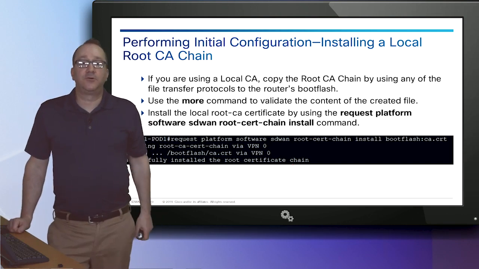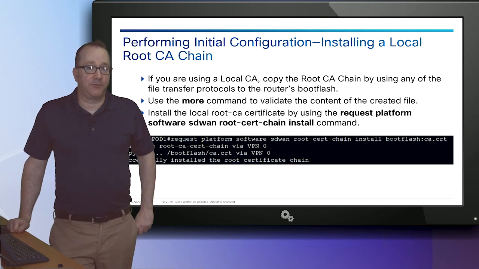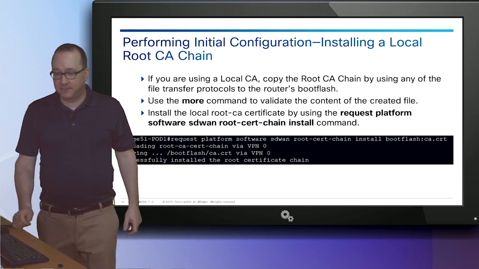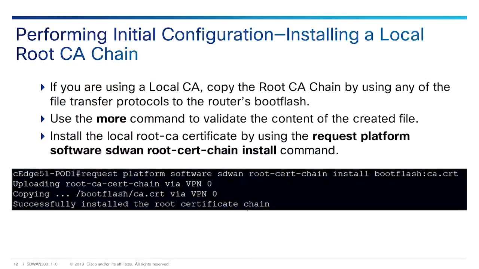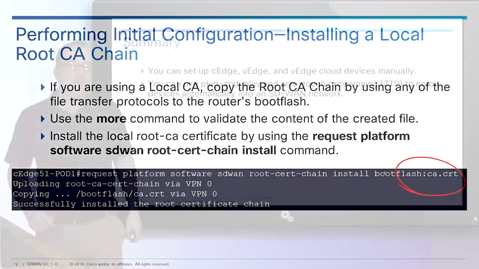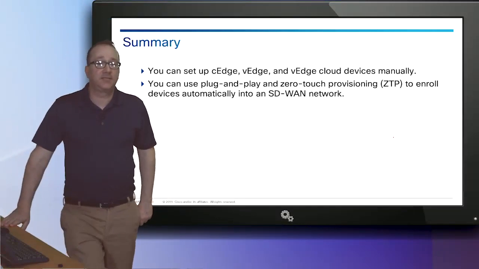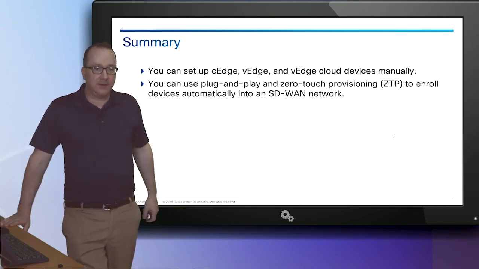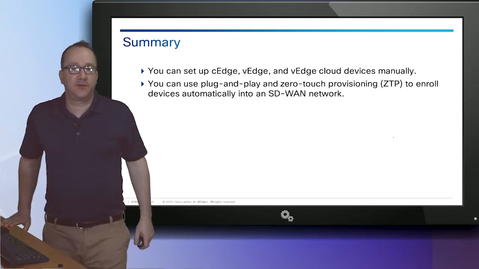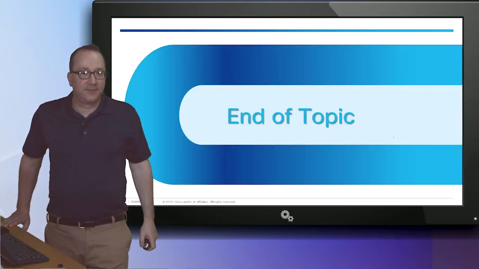If you're using a local root certificate authority, we then need to copy that root CA chain to the router just the same way we did before, and then do a request platform command to install that CA cert right here. Basically, this is the manual way to set up the cEdge, vEdge, and vEdge cloud devices. We're also going to be talking about using plug and play and zero-touch provisioning, but that's in the next set of slides. Thank you very much.